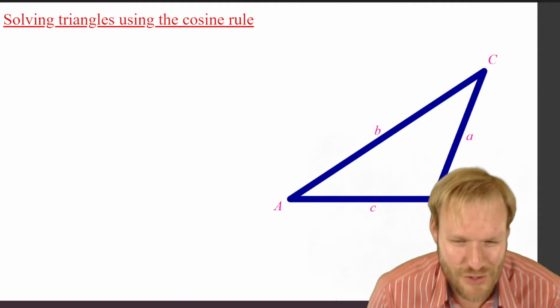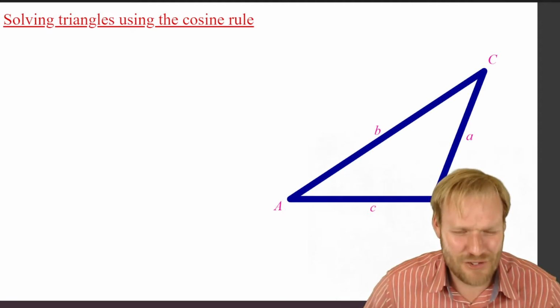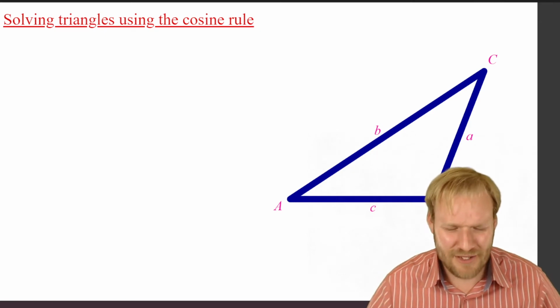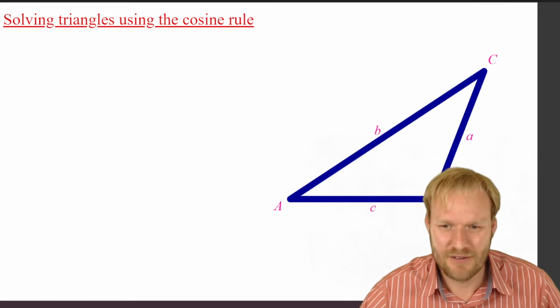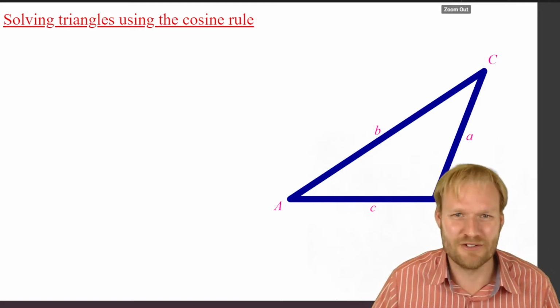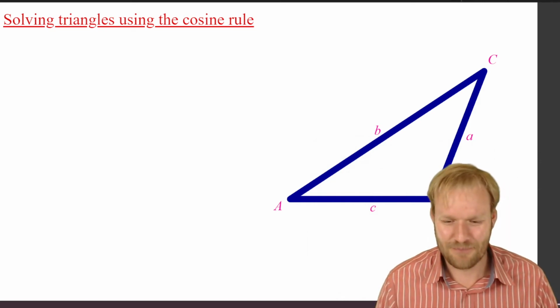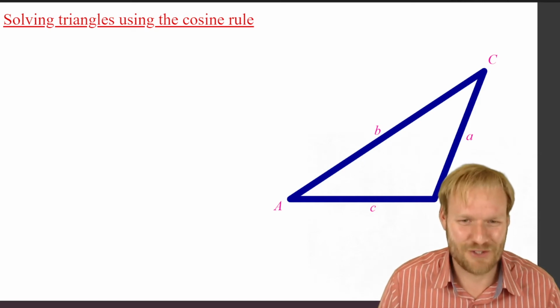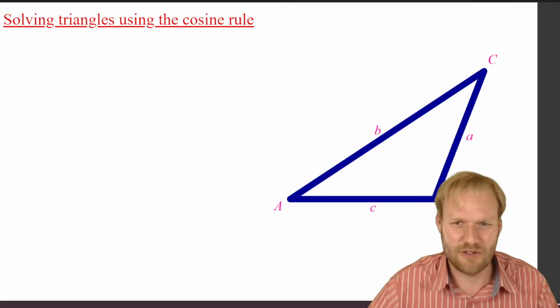Welcome to solving triangles using the cosine rule. And the first question is, what does it mean to solve a triangle? Well, to solve a triangle means to find out all the unknowns. So, you find out all the side lengths and all of the angles in the triangle.